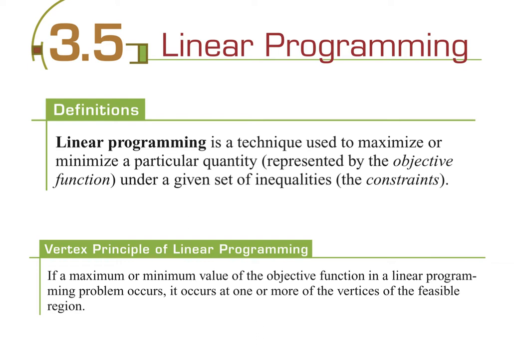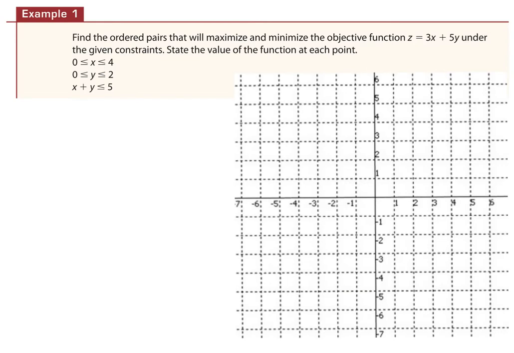All right? So let's look at this first example. Find the ordered pairs that will maximize and minimize the objective function z equals 3x plus 5y under the given constraints. State the value of the function at each point. So the first thing I want to point out is my objective function. What function are we trying to maximize and minimize? Well, it's this guy right here. Z equals 3x plus 5y.